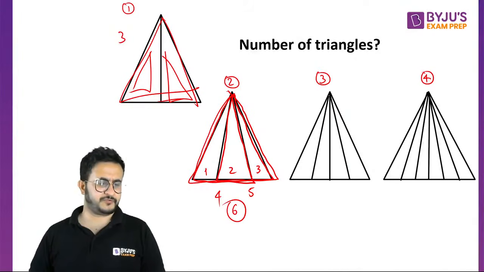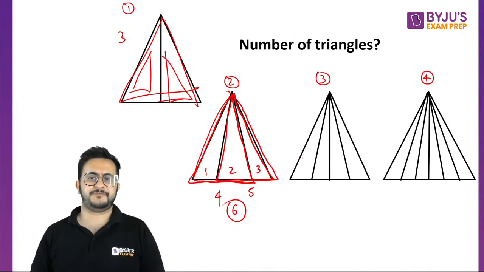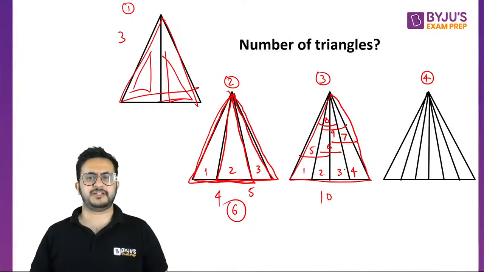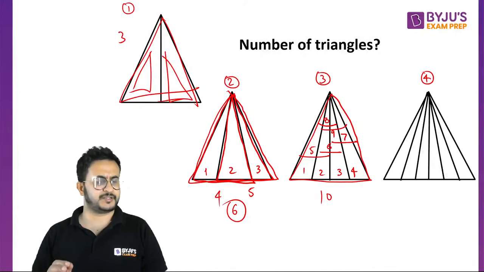So it was easy to find, right? Now if we have 4, we will count 1, 2, 3, 4, and then these two will make it 5, these two will make it 6, these two will make it 7, then these three will make it 8, these three will make it 9, and the total overall will make the 10th triangle. We can still count, right? But what if the number of lines keeps on increasing? We should have some generalized formula for that, isn't it?